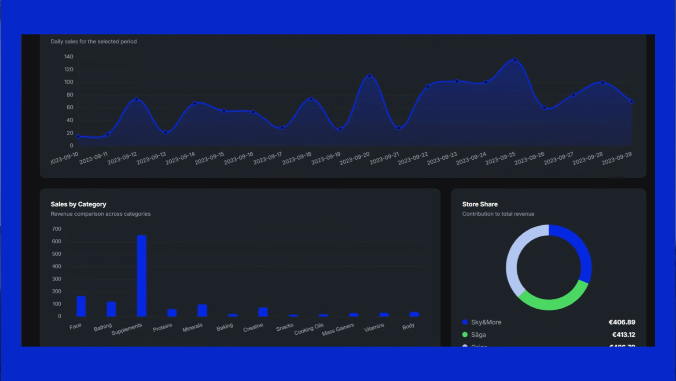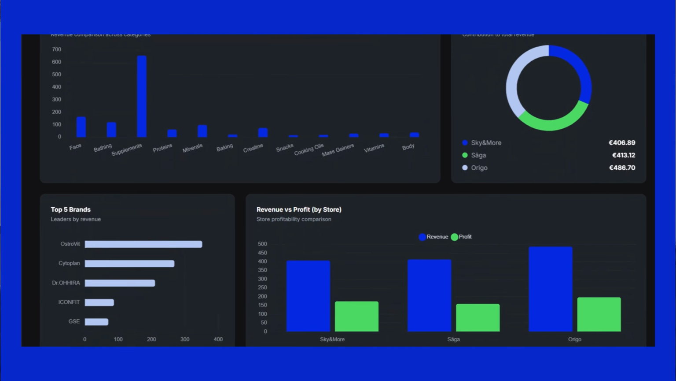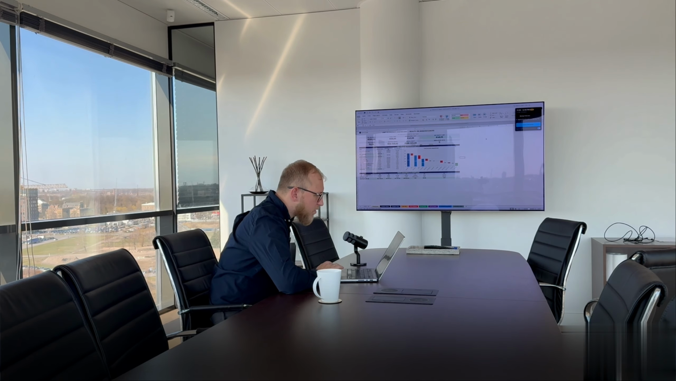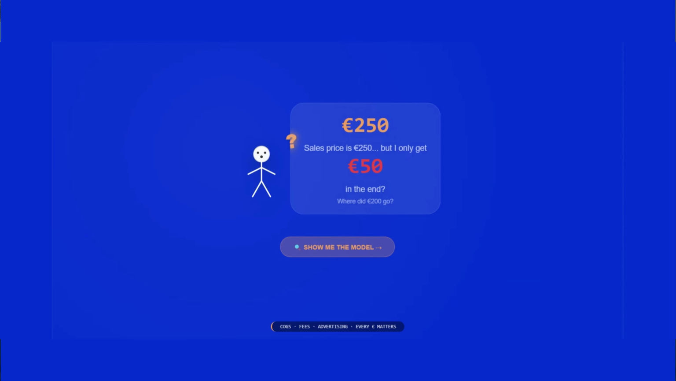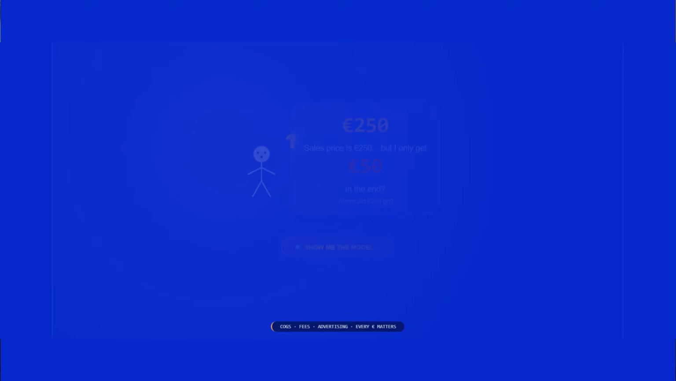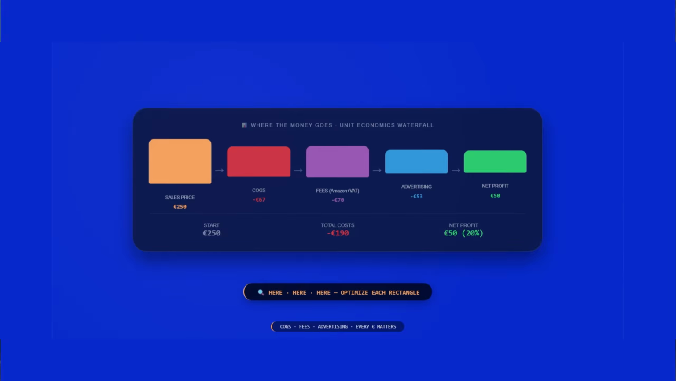The main metrics that we need to consider: net profit per unit, it should be positive. We know how much we earn from each unit. Break even, the minimum amount of units we need to sell in order to cover all our operational costs. And this unit economic waterfall, we can see where we are losing our money, because yes, the sales price is 250, but at the end of the day we have only $50. Where are the $200 or euro in this case? We need to go through these rectangles and see we are losing money here, here, and here, and let's optimize what we can optimize.